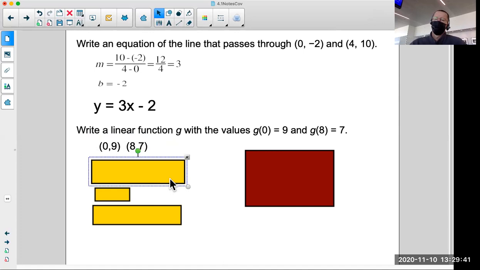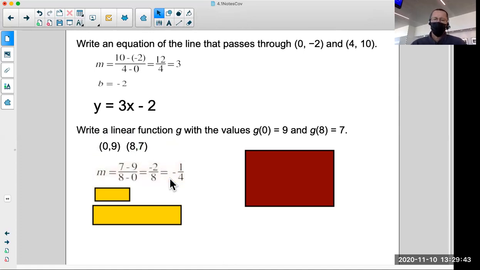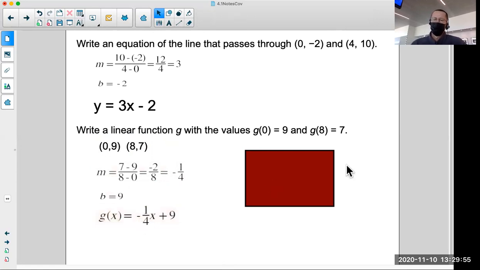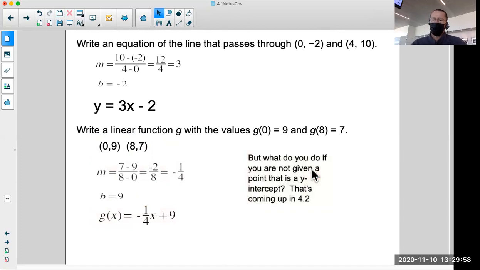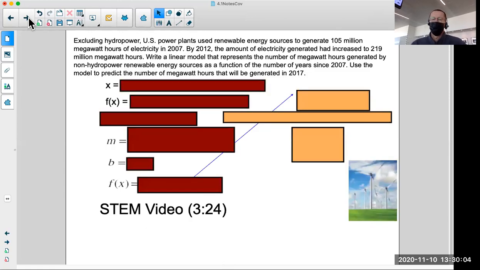Go for it. Okay, I'm back. So hopefully you got the slope, change in the y coordinates over the change in the x coordinates. B was 9, right? 0, comma b, right? And then plug it in. All right, awesome. What do you do if you're given a point that's not a y-intercept? Like I said, that's coming up soon.